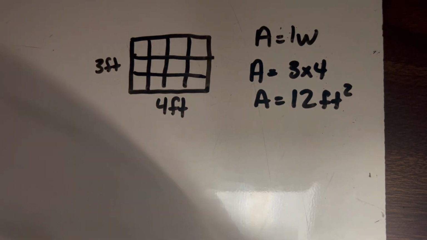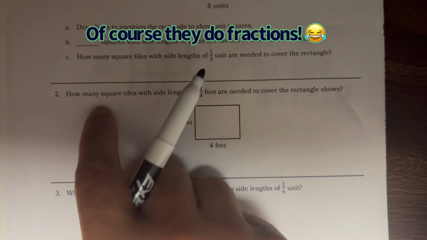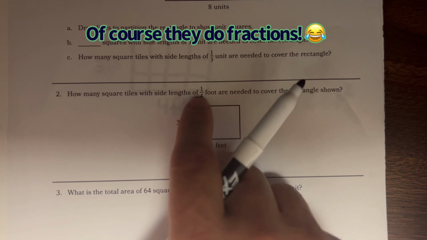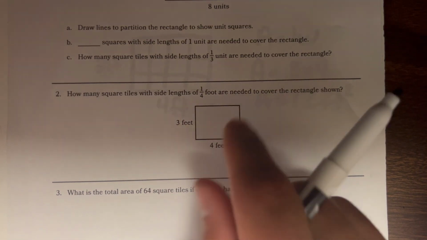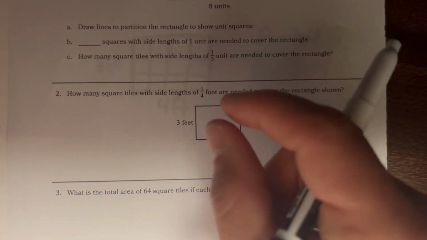But on the homework, they go into fraction land and say, how many square tiles with side lengths of 1/4 of a foot are needed? So they're saying how many smaller squares would be needed. These are too big right now. These are a full foot. I need them to be 1/4 of a foot.